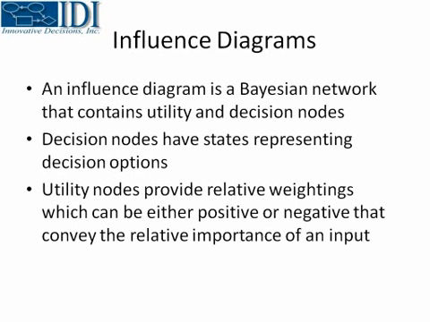Another type of network that you can build with the Netica package is what's called an influence diagram. An influence diagram is a Bayesian network that also contains a decision node, and it probably also contains a utility node. The decision nodes represent the basic states that have the decision options, such as go to the store or not go to the store. And the utilities provide relative weightings, and these can be either positive or negative, that convey the relative importance of these particular inputs.